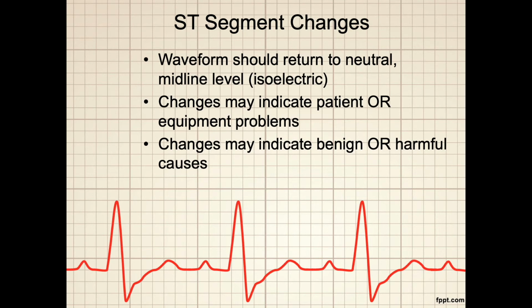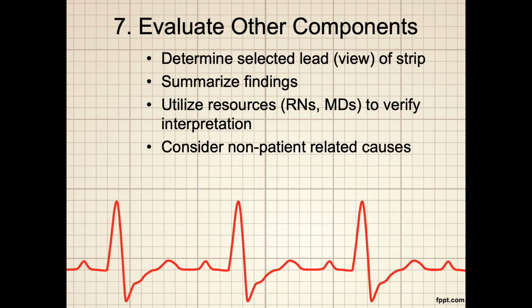At this point, you're nearly done with your interpretation of the ECG waveform, and you're about ready to give it a name. You're about ready to diagnose. But before you do that, you should evaluate other components. Determine which lead you're actually looking at. You may be looking at a negative lead thinking that, oh no, the QRS is deflecting the wrong way. Summarize your findings, and also, especially if you're new, utilize resources.